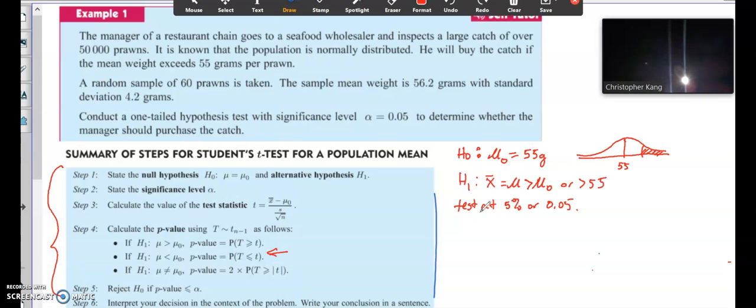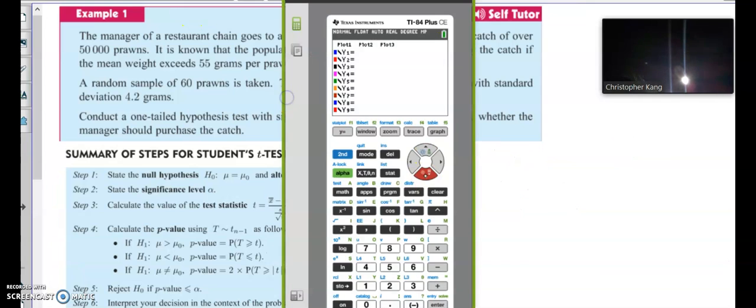Now again, you don't have to do this by hand. You can do this by calculator. So let's pull up our graphing calculator to do this. And this is how we're going to calculate the t-value. Okay, this is called the t-test. So the first thing we hit is stat. And because it's a test, I'm going to go over to test, and I'm going to choose 2.